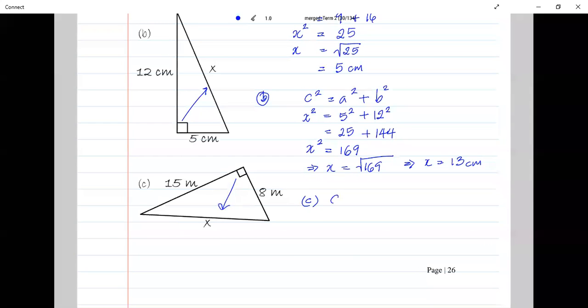Pythagoras Theorem says that C squared is equal to A squared plus B squared. In the Pythagoras Theorem formula, C is the hypotenuse and A and B are the other two sides. Now, in the triangle at C, the hypotenuse is X, so this is X squared is equal to 8 squared plus 15 squared. 8 squared is 64, and 15 squared is 225. When you add them, you should get 289.